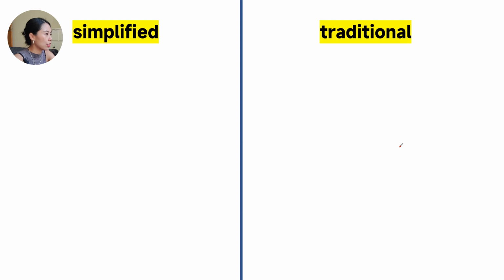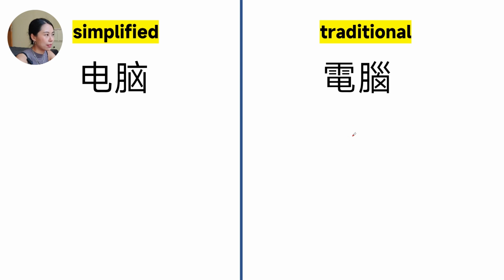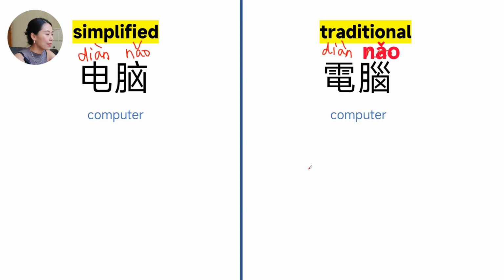To make it very simple, I'll just list out the biggest differences between them. First of all, I'm going to show you an example. On the left, it's the simplified words: 电脑. And on the right, it's also 电脑. The left and the right are the same word, but they are written in different versions, and both mean computer. The left one has fewer strokes, and the right one has more strokes.